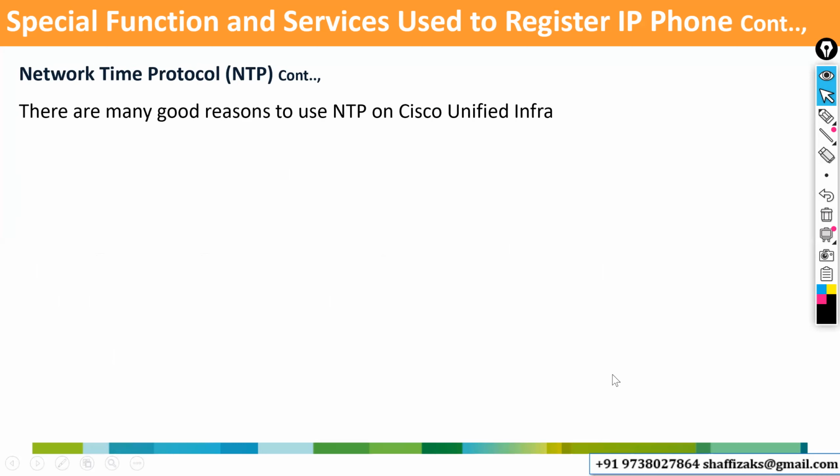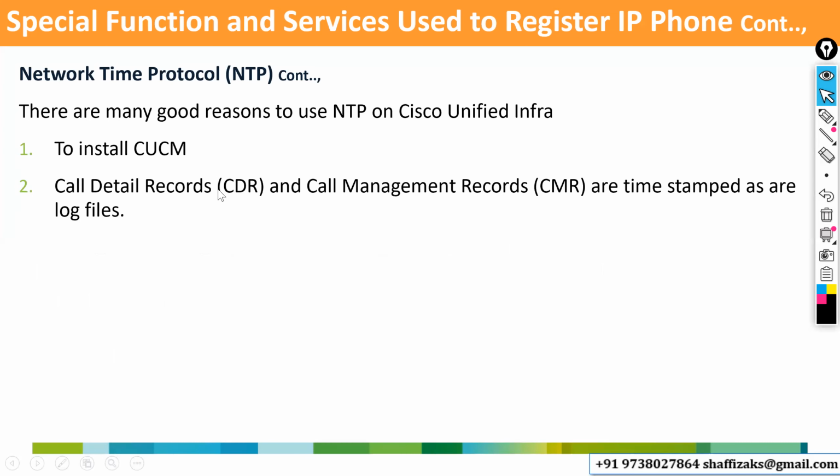There are many good reasons to use NTP on Cisco Unified Infrastructure. The first one: to install CUCM, we require NTP. Without NTP, it's not possible to install. Next, for call detail records and call management records, that's like call history, call logs. Next, to display the correct date and time on the phone.